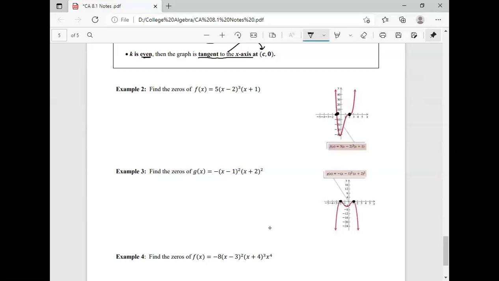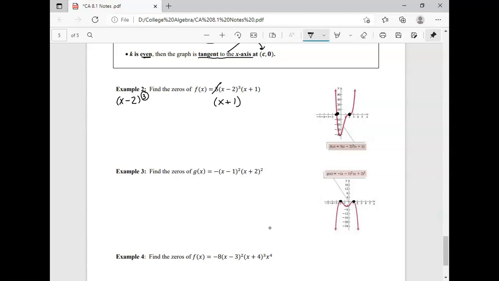So when you're doing this, we're going to talk about several things. You don't worry about any of the terms if they don't have an x in them. So 5 is not really important right now. But the x minus 2 to the third is important. And the x plus 1 is important because they both have an x in them.